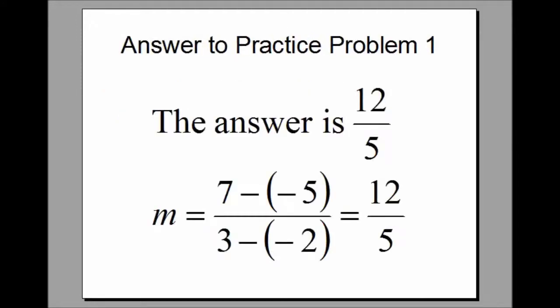The answer is 12/5. Substituting into the slope formula gives us 7 minus -5 over 3 minus -2. That simplifies to 12 over 5.